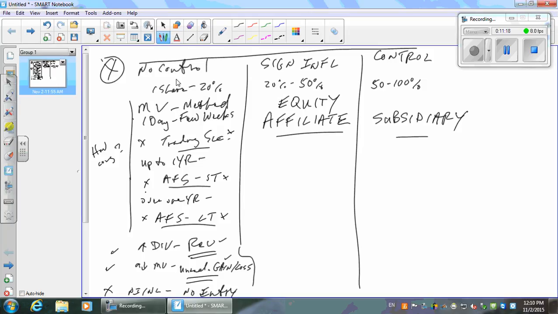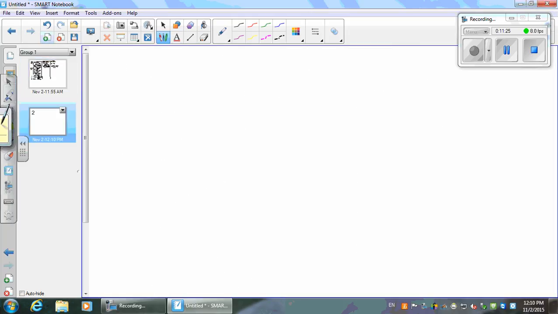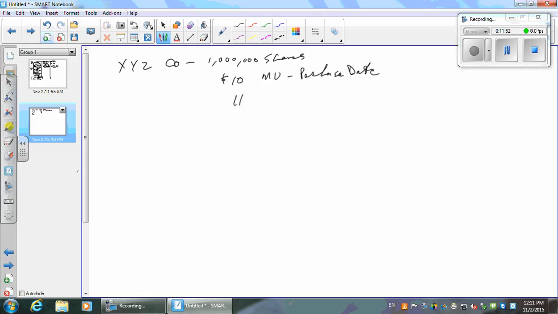Totally different. So let's try an example of this, okay? And this is going to be the equity method. So let's make up a company again. XYZ company. 1 million shares. This time I purchase, well, this is sort of the same thing. Market value is $10 at the purchase date. $11 market value at the end of the year. We purchase, so it's XYZ stock, right? Common stock.